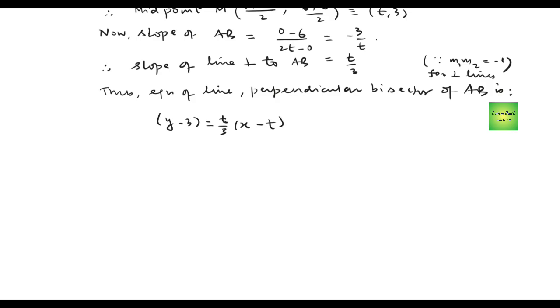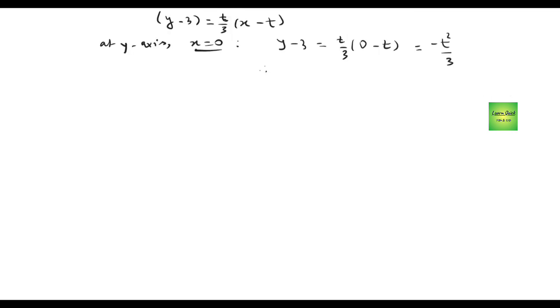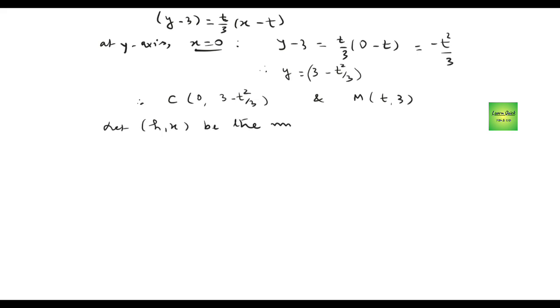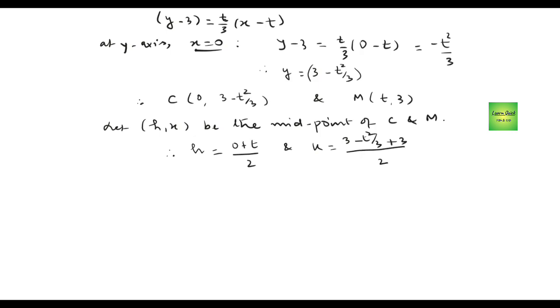Okay, now the question says it intersects the y-axis, so we'll put x equal to 0 to get y, so y comes out as 3 minus t square by 3. Now the C point will be this, because this is the point where it cuts the y-axis. Now M point was t, 3. We have to find the locus of the midpoint of M and C, so let h, k be the midpoint. So once again, we are going to use the section formula for the midpoint of these two. So h and k are the coordinates of that midpoint. h is 0 plus t by 2 and k is 3 minus t square by 3 plus 3 by 2.